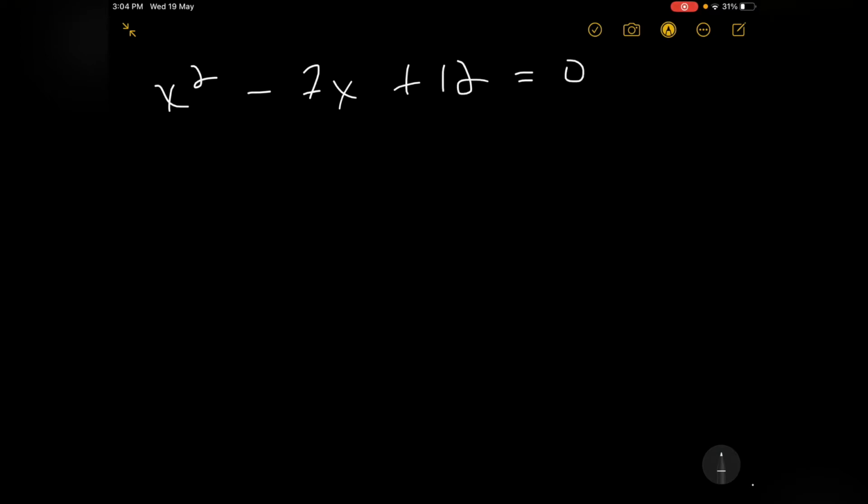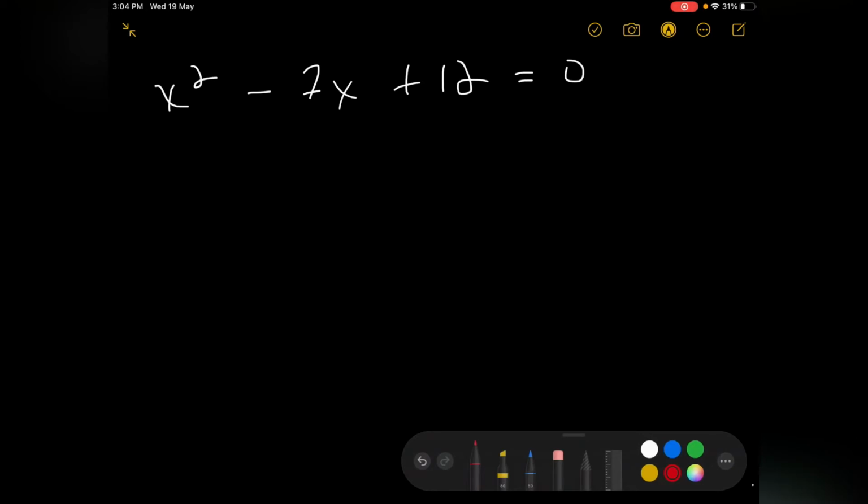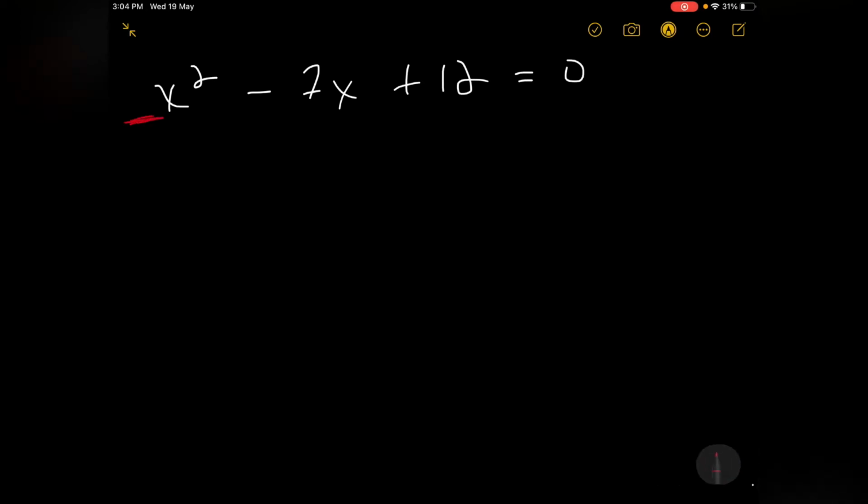If you are given this equation, x squared minus 7x plus 12, and it's equal to 0. As we said before, first step, we multiply our a by our c. Here we can see that our a is equal to 1 and our c is equal to 12. So that means our AC is equal to 12. 1 times 12 is 12. Now we want to find factors of 12 that when added is equal to negative 7.